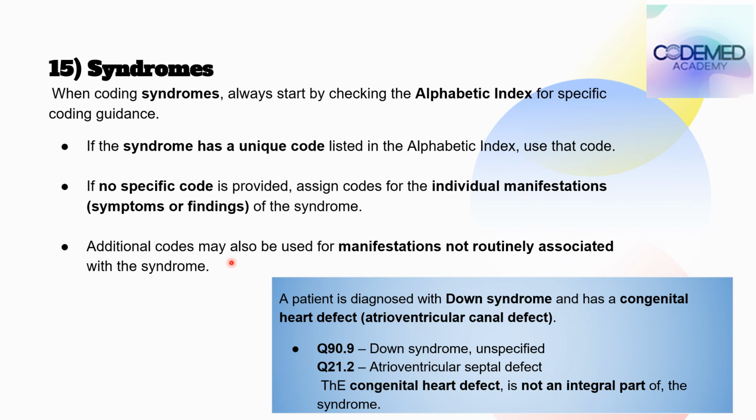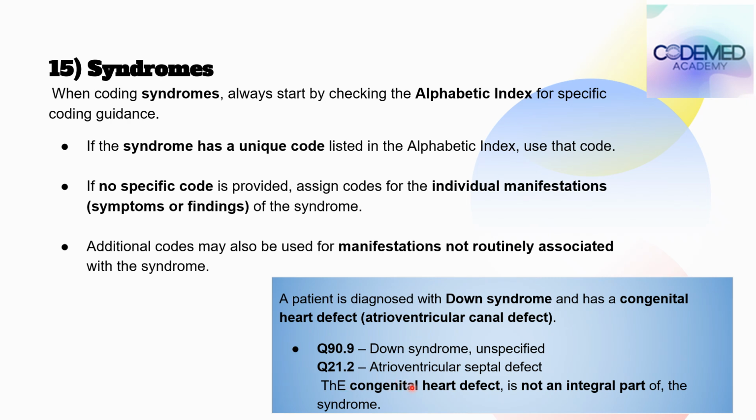So let us take one example for us to understand all these points. A patient is diagnosed with Down syndrome and has a congenital heart defect. So I will go to the alphabetical index to find out whether there is a specific code for the syndrome. Now in the alphabetical index, there is a specific code, Down syndrome, unspecified. So I'll pick up that code.